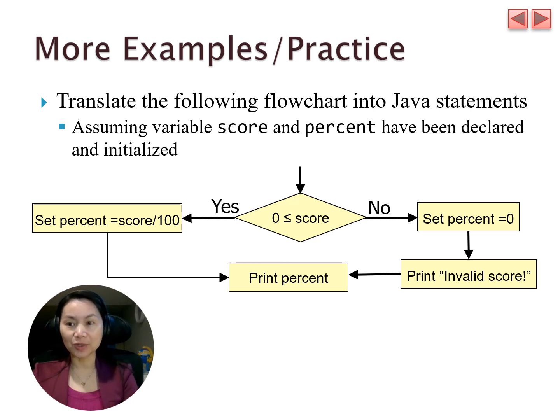Now it's your turn to practice with if-else statements. For this practice, I'd like you to translate this flowchart into Java statements. You don't have to write a complete Java program, just a code fragment that implements this flowchart fragment. You can assume that variable score and percent have been declared and initialized. So you don't have to write code for that part.